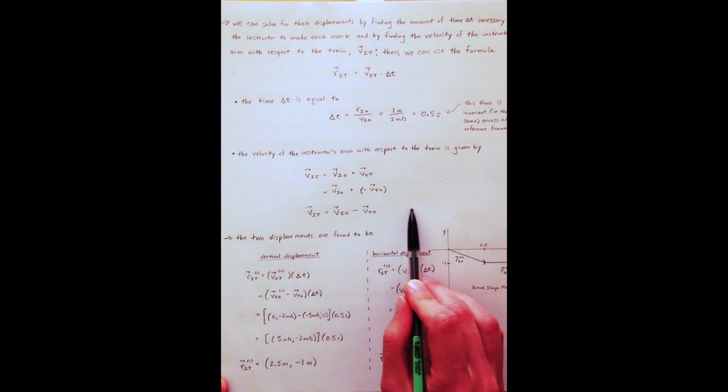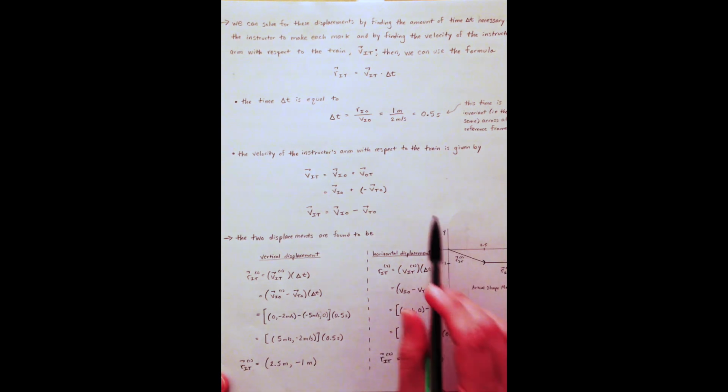The exact same procedure is used to find the horizontal displacement. This time, we substitute in the values that correspond to when the instructor moved his arm in the horizontal portion of the letter L. We do this and find that this horizontal component has been elongated. So now the mark is 3.5 meters long instead of 1 meter long.